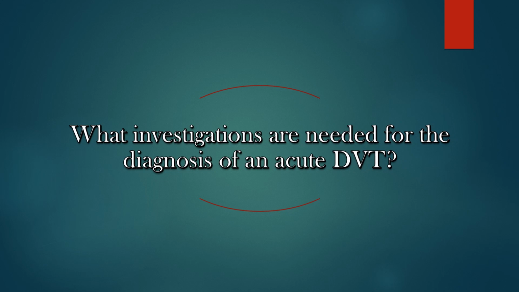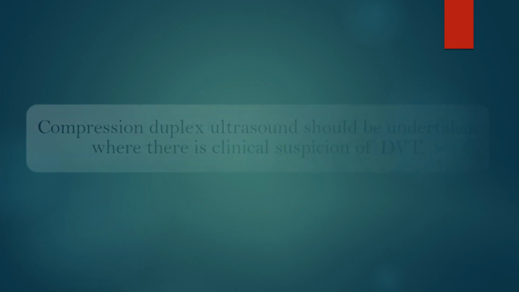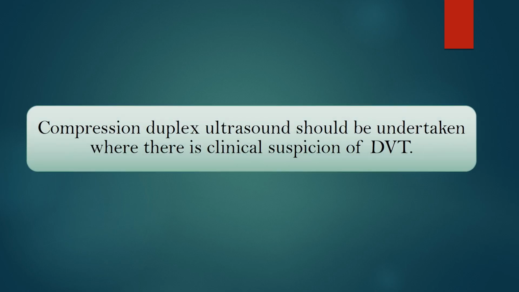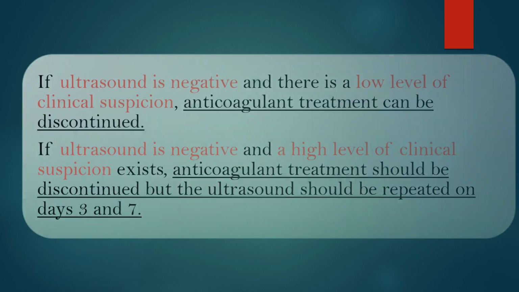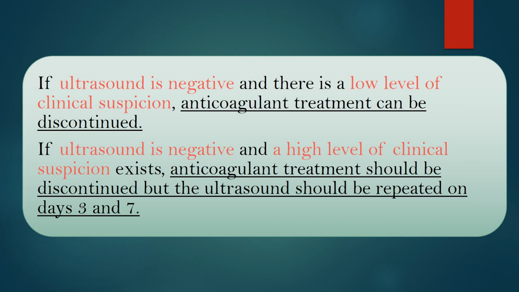What investigations are needed for the diagnosis of an acute deep vein thrombosis or DVT? Compression duplex ultrasound should be undertaken where there is clinical suspicion of DVT. If ultrasound is negative and there is a low level of clinical suspicion, anticoagulant treatment can be discontinued. If ultrasound is negative and a high level of clinical suspicion exists, anticoagulant treatment should be discontinued, but the ultrasound should be repeated on days 3 and 7.